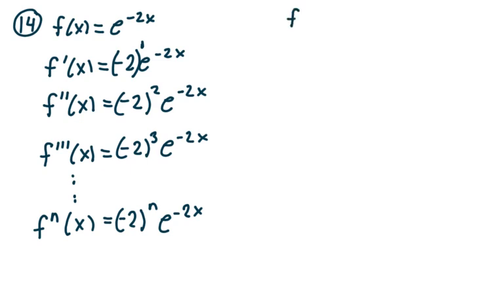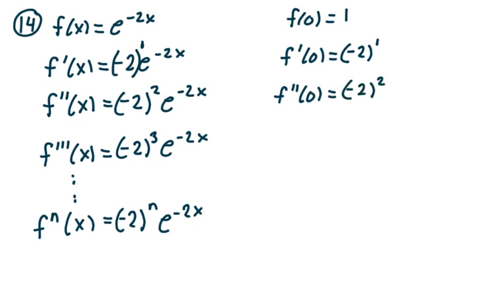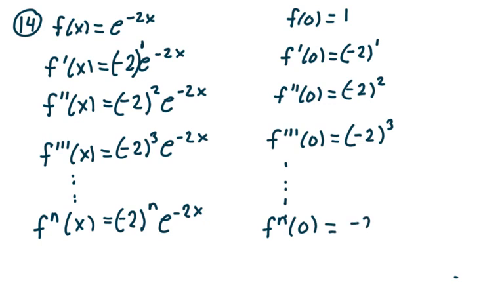Okay, from here, I need to find f of 0. F of 0 is 1. F prime of 0 is negative 2 to the first. F double prime of 0 is negative 2 to the second. The third derivative of f evaluated at 0 is negative 2 to the third. Remember, e to the 0 is 1, okay? Dot, dot, dot. The nth derivative of f evaluated at 0 is equal to negative 2 to the n. And we can keep going from here. And we're just about done.